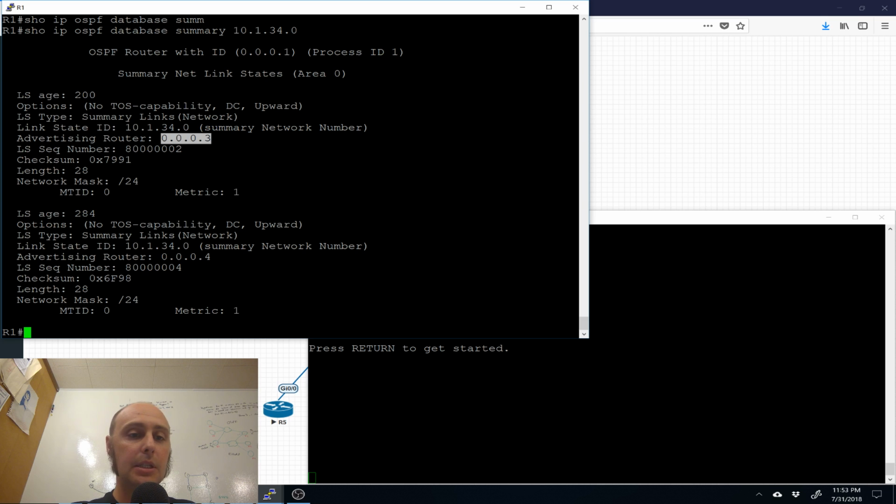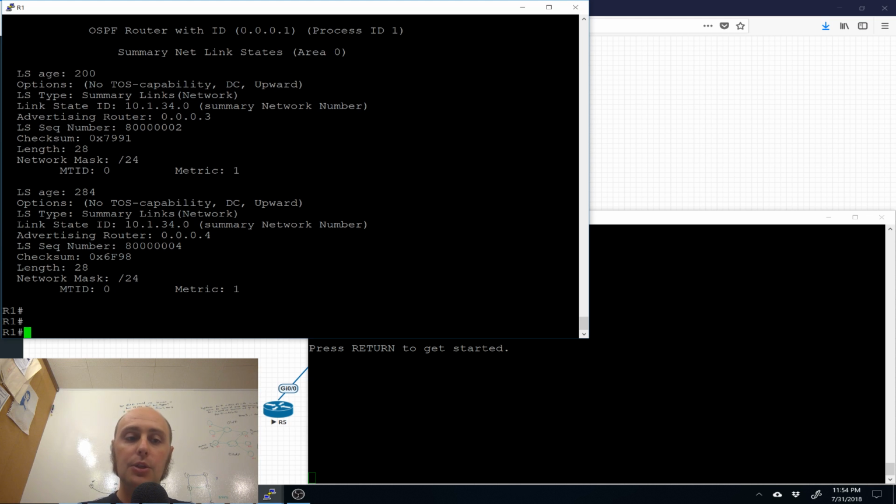We also see that it's a /24. I know that all the links in this topology are /24, so I'm not going to go through and try to find them all. Okay, so that kind of brings us to the end, I think, of what we can do from router 1's perspective. So what we should do now, I believe, is actually move over to router 3 or router 4, or both, and investigate from there.